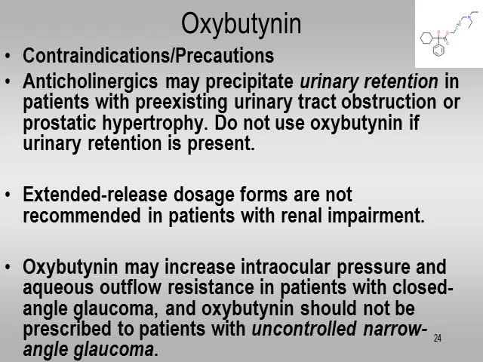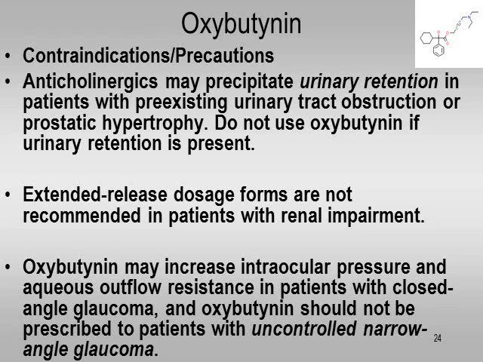Now, a few things to consider, a few contraindications or precautions with oxybutynin. This class of drug, the anticholinergic, may precipitate urinary retention in patients who have a pre-existing urinary tract obstruction or prostatic hypertrophy. So avoid using this drug if urinary retention is present. If the patient has difficulty expelling their urine, that's not what you want to do. But if they're overactive, and maybe they're bedwetting, or maybe they had an accident, or maybe they're a senior who's lost bladder control, then we can talk about a drug like oxybutynin.